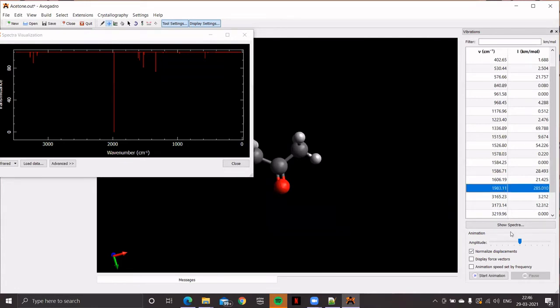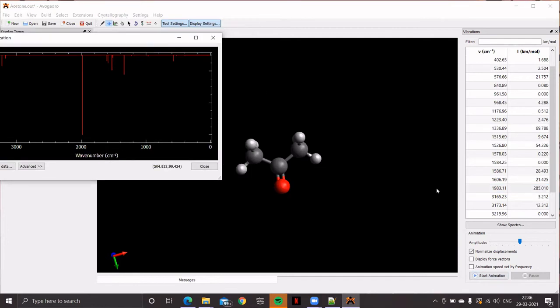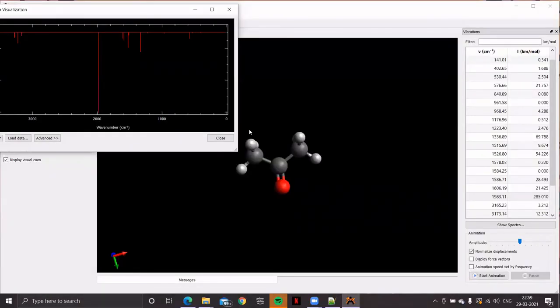If I click on this and click on start animation, it will show you the vibration also. That corresponds to CO bond stretching. But we know that the typical CO bond stretching wave number is around 1750 centimeter inverse. It means the spectrum which we got for acetone using the Hartree-Fock method has a deviation from the typical experimental value. The reason for deviation is the neglect of correlation energy in the Hartree-Fock method. So you have to look for a method which takes into account the correlation energy along with the exchange energy.